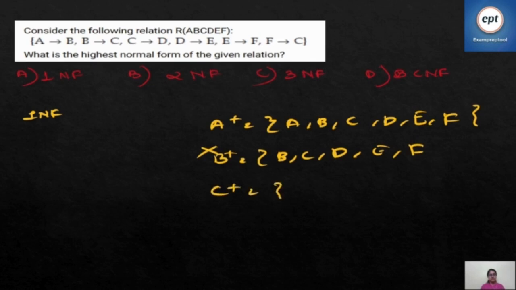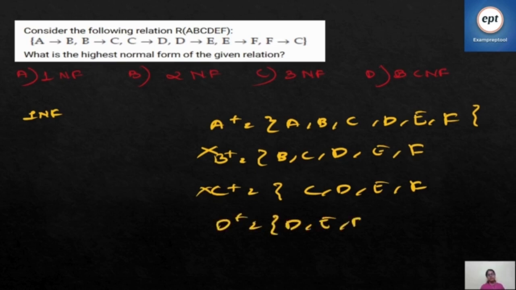Let's check for C. So C, D, E, F. And can we derive anything from F? No. So B and A is not there. So that's why this is also not candidate key. Let's check for D. D, E, F and C. And from C the whole cycle will repeat again. So that's why this is also not candidate key. Then let's check for E and F attribute closure. So they are also not candidate key. So the only candidate key we have is A.